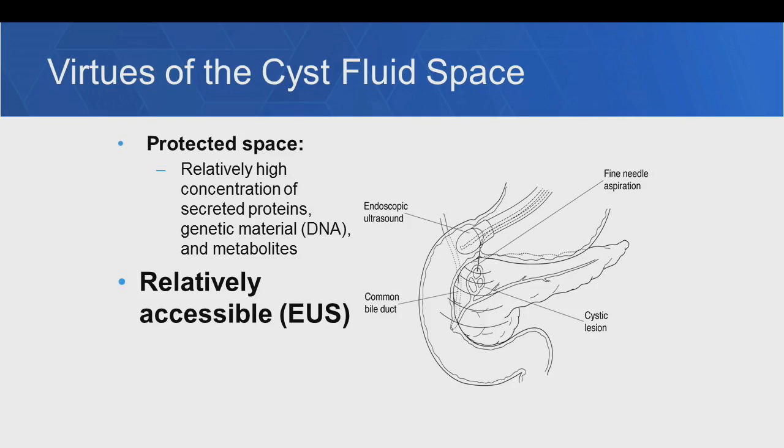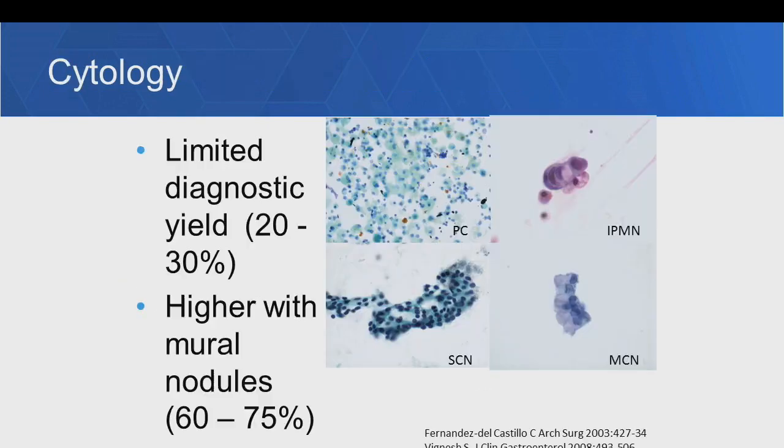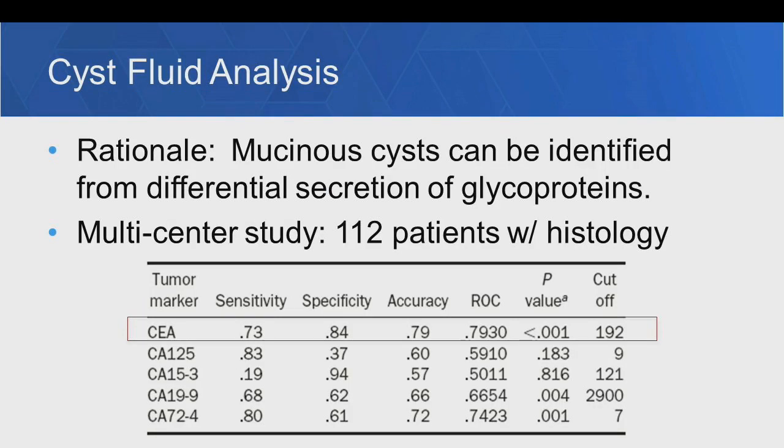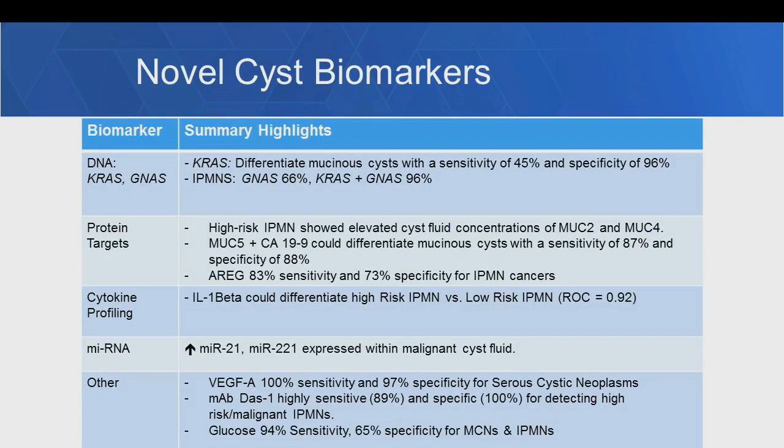There's been a lot of interest in cyst fluid biomarkers, the idea being that what's secreted in the cyst would represent highly uniquely secreted proteins, DNA, metabolites, and these are relatively accessible by endoscopic ultrasound. I'm out of time. I'm going to be real quick, though. So cytology, which has historically been used, the limitation is that it's limited diagnostic yield. There just aren't a lot of cells in the fluid. For almost 2 decades now, we have been using cyst fluid CEA as the best potential marker to measure, but it has an accuracy rate of about 80%, which varies.